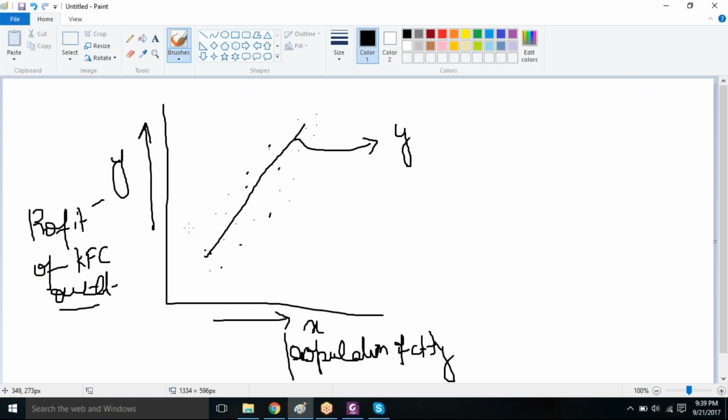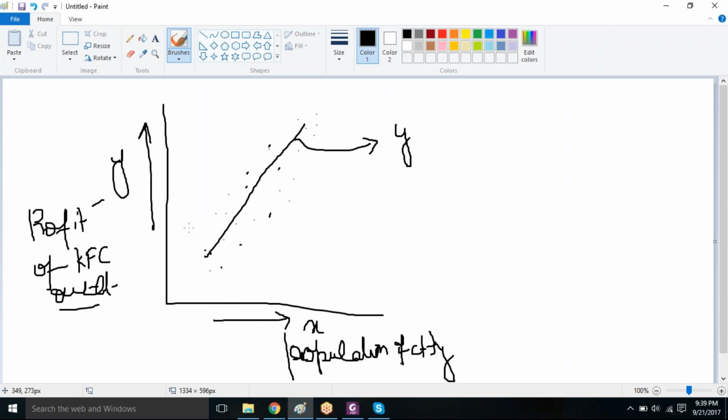How is the crowd quality? Whether most of the crowd is poor, or suppose you are opening up this outlet in Mumbai or in CST or in CP Delhi, then of course the profit will be high. But if you are going to open it in a village, maybe nobody will come there, right? So of course there are many factors, but right now we are talking about linear regression with single variable, where the dependence of the y is only on one variable.